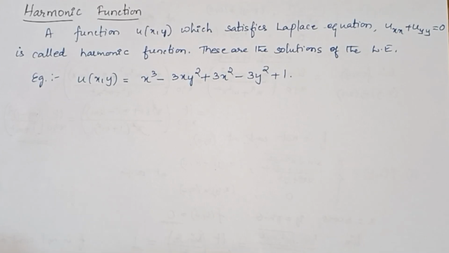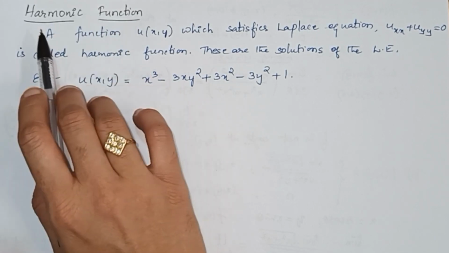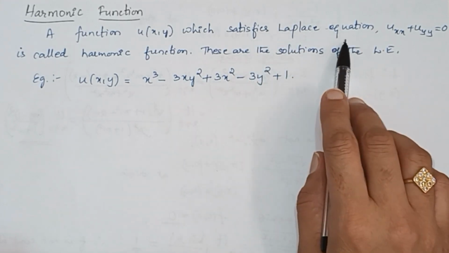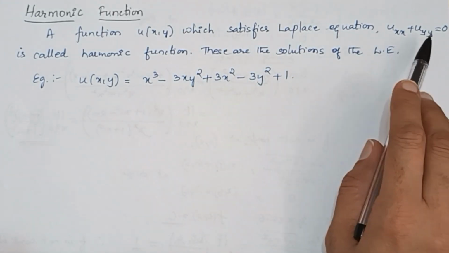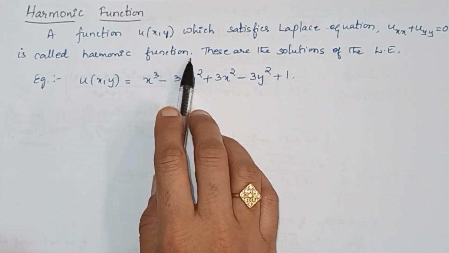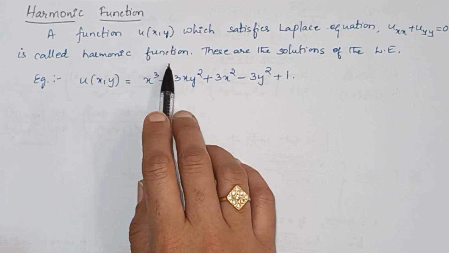In this video, I'll explain about harmonic functions. So let us see the definition of a harmonic function. A function u of x comma y which satisfies the Laplace equation uxx plus uyy equal to 0 is called a harmonic function. So we need a multivariable function to define a harmonic function.